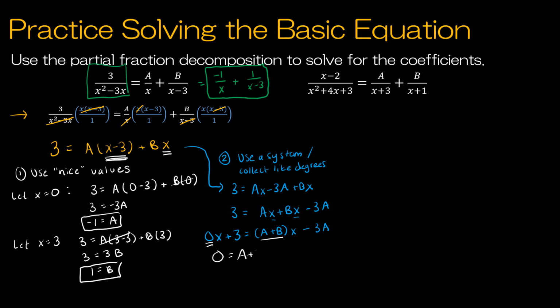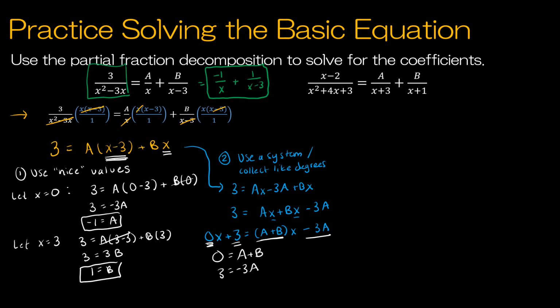I'm sorry, a plus b. Because I'm looking at 0x and a plus bx. And then I'm going to let 3 equal minus 3a, because those are the constant terms. So I'm just looking at the same degrees and setting them equal to the original equation.